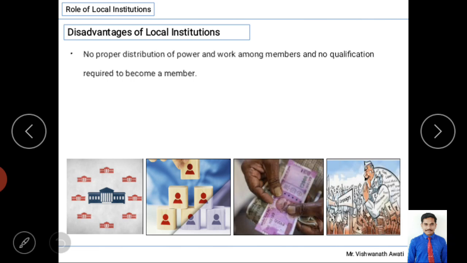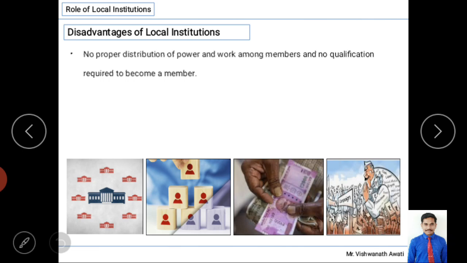One is no proper distribution of power. So here power means, for example, if you have a position in any organization, our prime minister has some power. So here there is no proper distribution of power and work among the members, and no qualification required to become a member. So here no qualification is required.